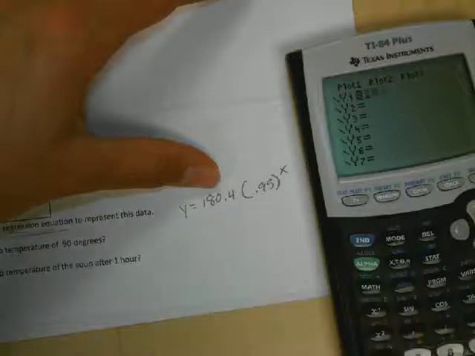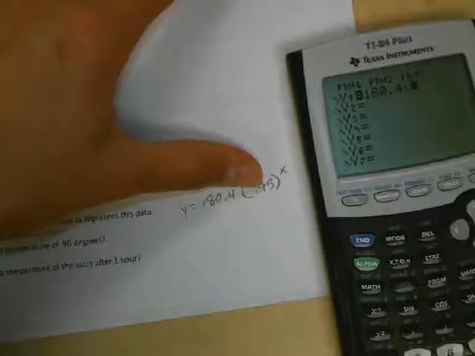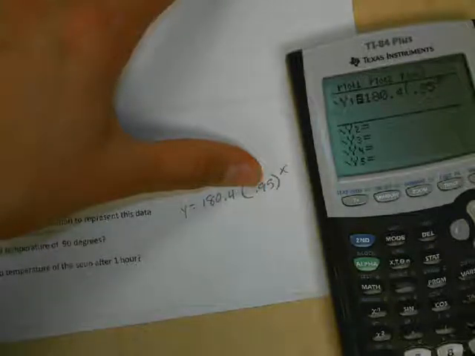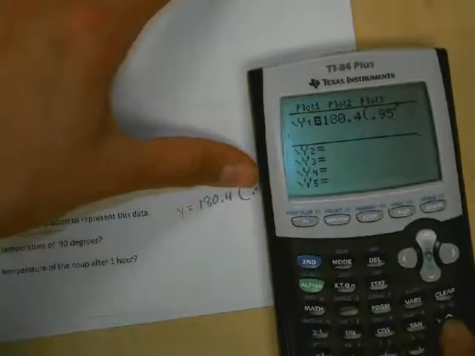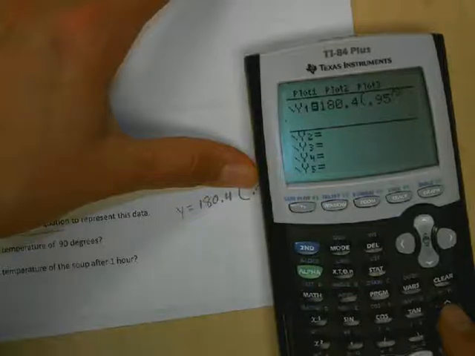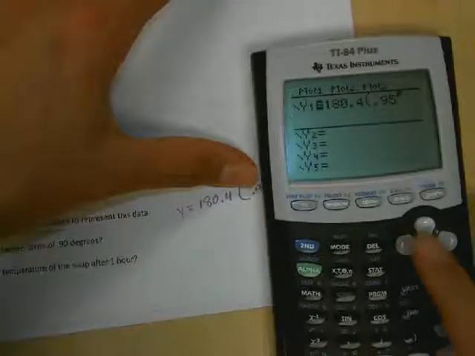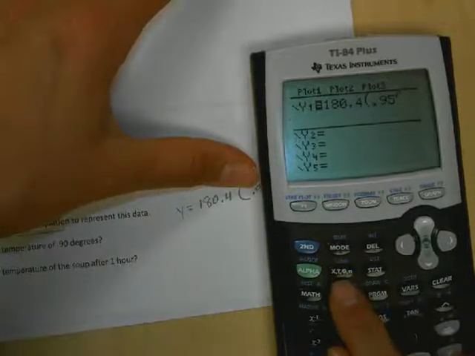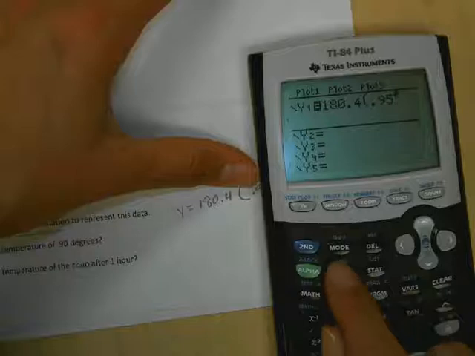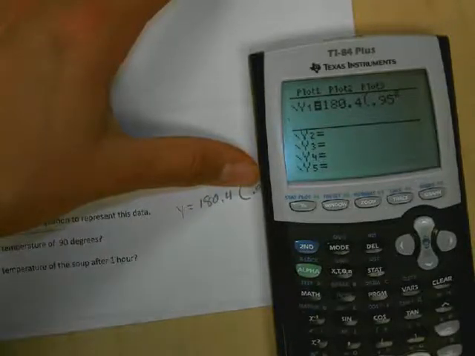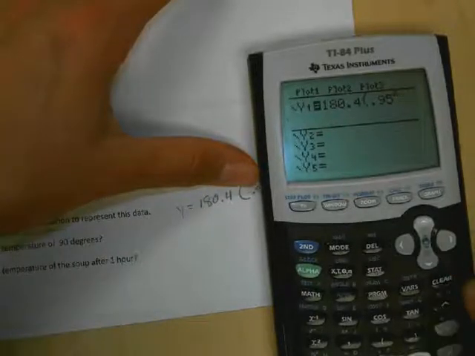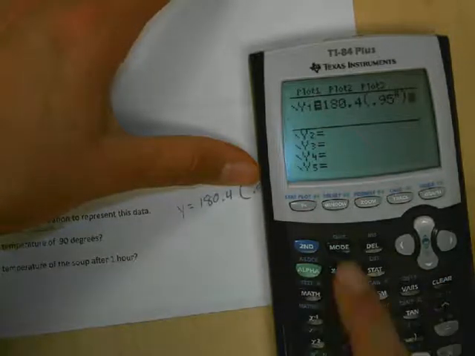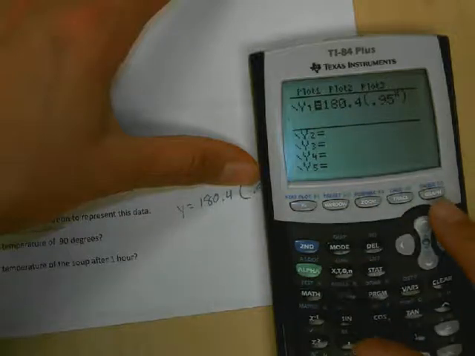So 180.4, right, parentheses 0.95 raised to the, so this is how you do raised to. The little caret thing underneath the clear is how you do an exponent. And then this is the variable button, the X, T, theta, n. That's your variable button. So that'll put an x in there, okay? And then close that parenthesis up.